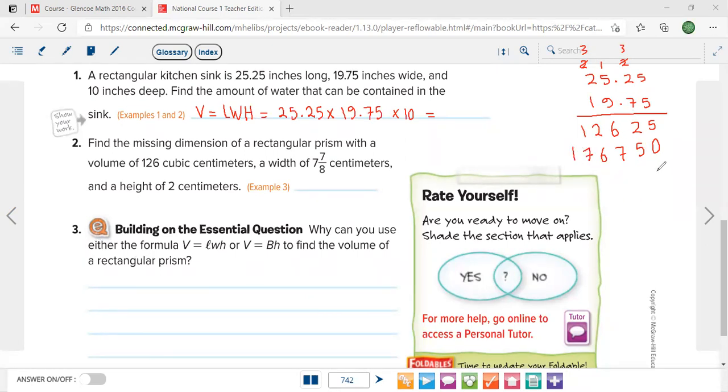Now to move to the 9, we put 0, 0. And we start with the 9. 9 by 5, 45. 5 carry up 4. 9 multiplied by 2 is 18. 18 and 4, 22. So 2 carry up 2.